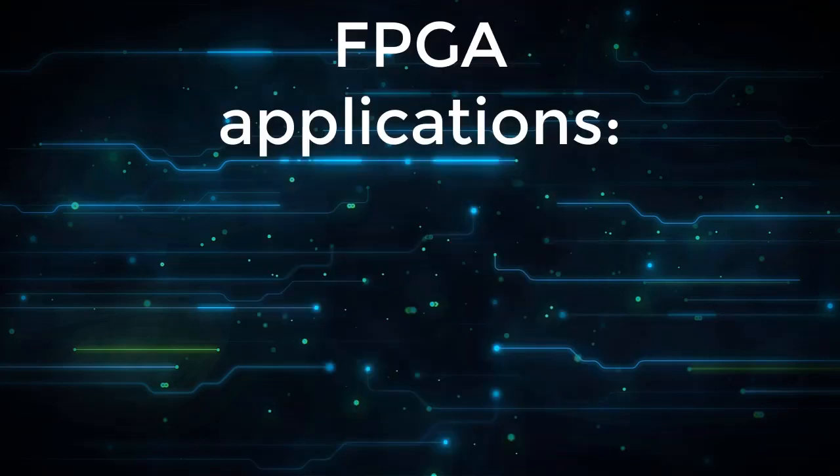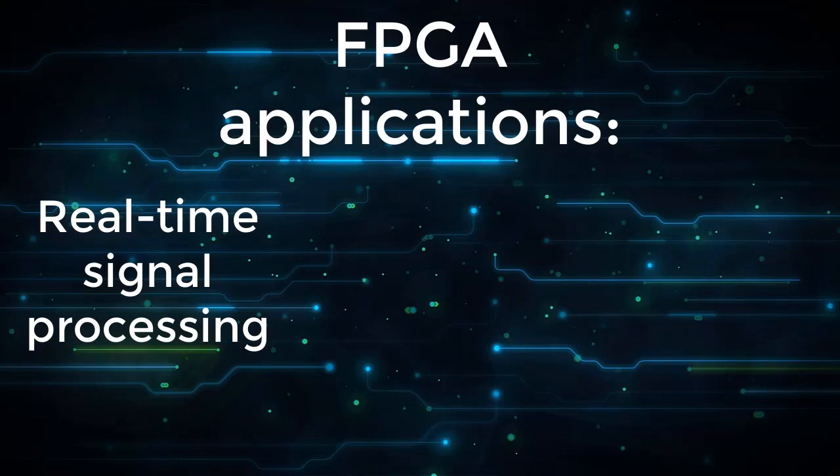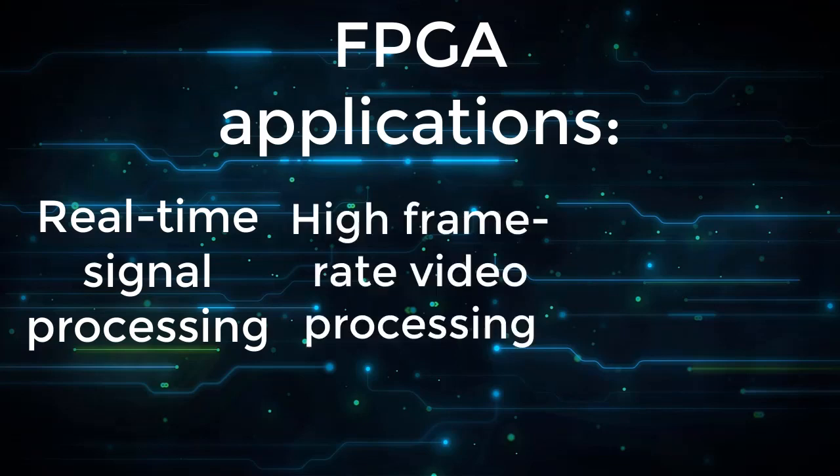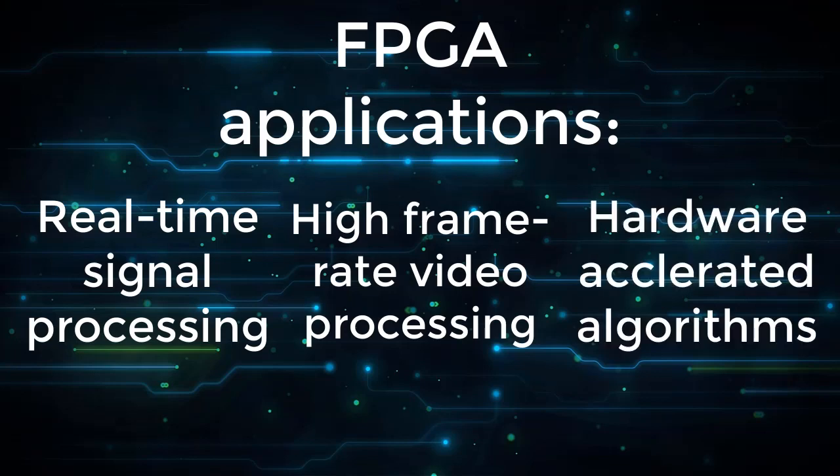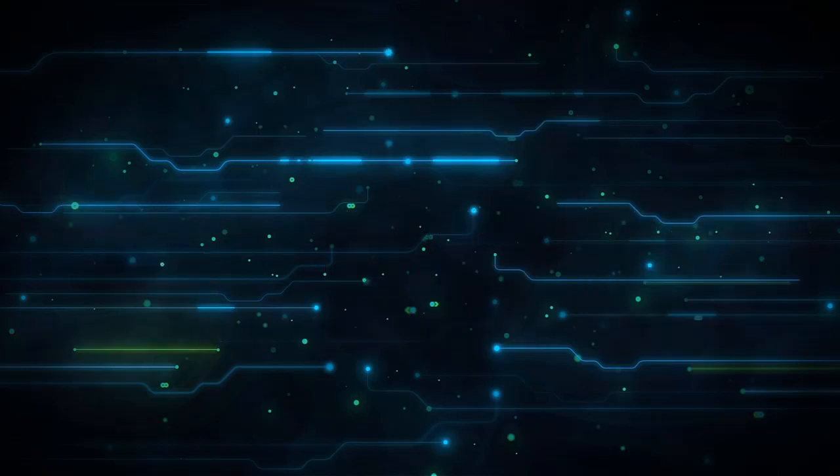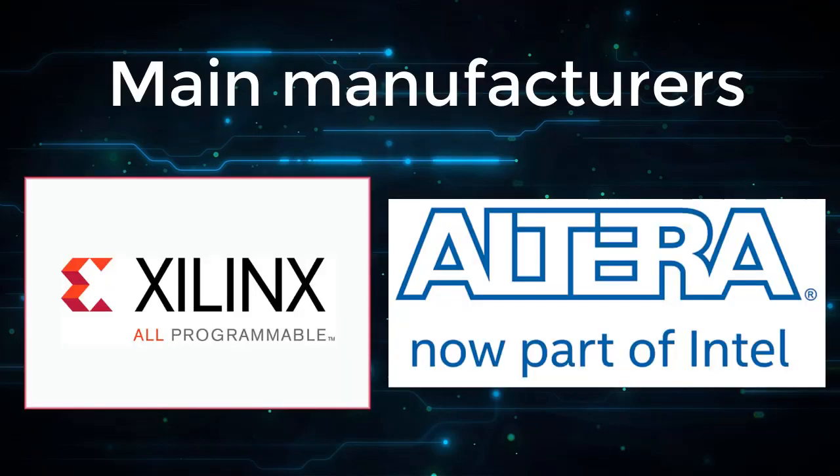This makes FPGA great for certain kinds of real-time jobs that must create or process very large amounts of data rapidly. For example, real-time signal processing, high frame rate video processing, and hardware-accelerated algorithms, including machine learning algorithms. Two main manufacturers of FPGA chips are Xilinx and Altera. Altera was acquired by Intel not so long time ago.